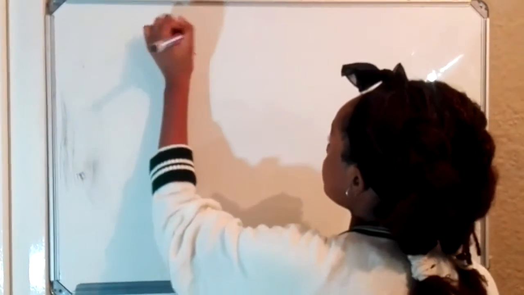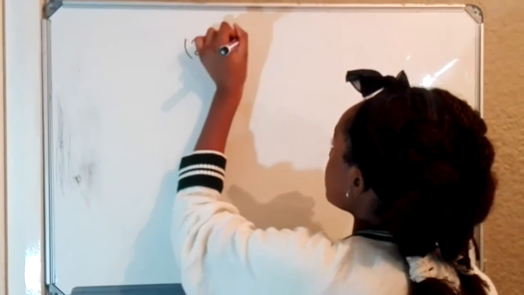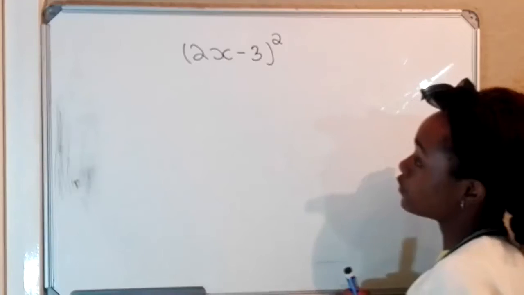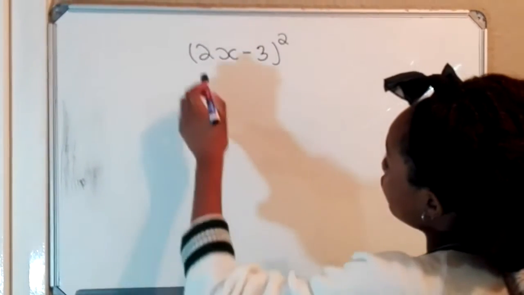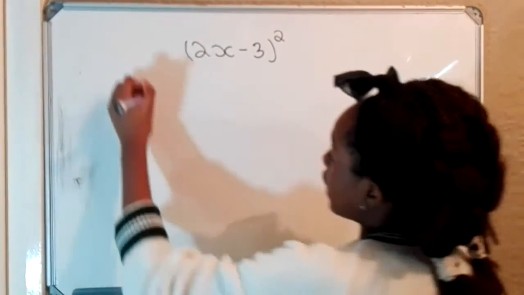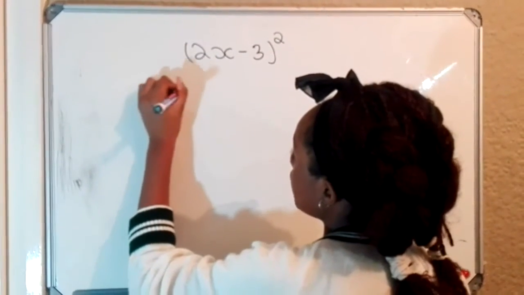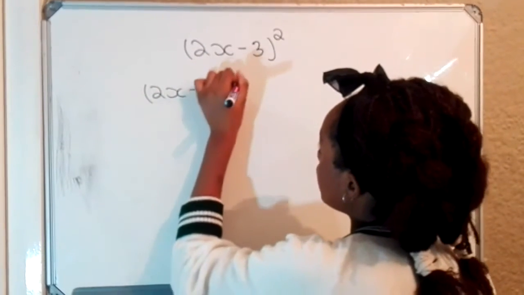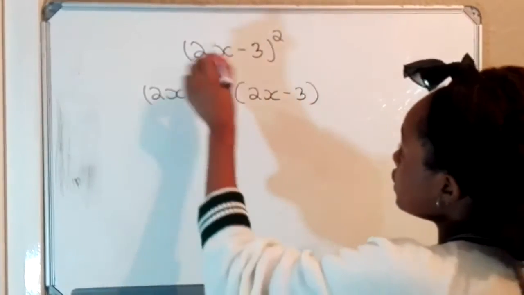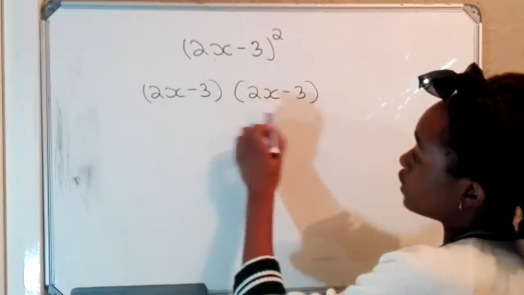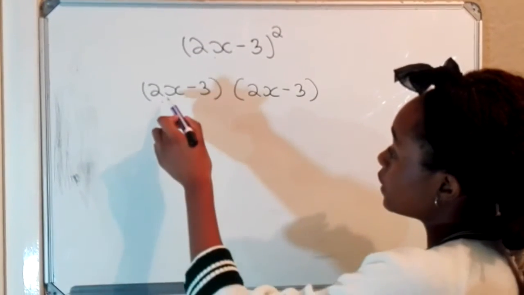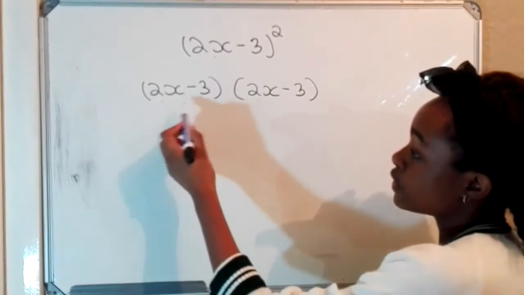So we have this one, 2x minus 3 squared. Feel free to pause the video and try this one on your own. We see that we have 2x minus 3 in brackets, and this is all squared. This is the same as saying 2x minus 3 times 2x minus 3. When there's a square there, it's basically 2 of these. So now we can just do the normal multiplication of binomials because we have 2 terms in each bracket.